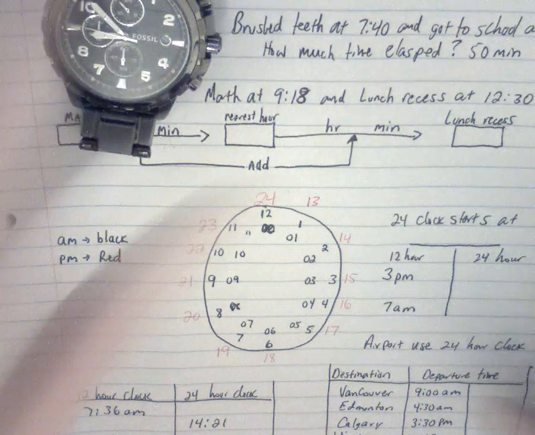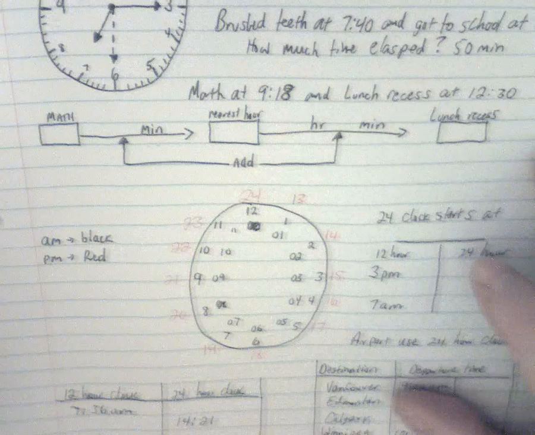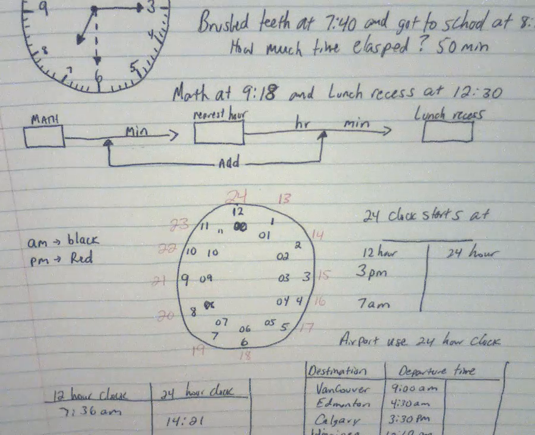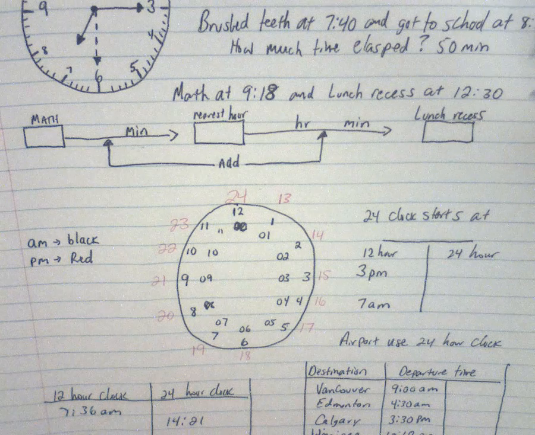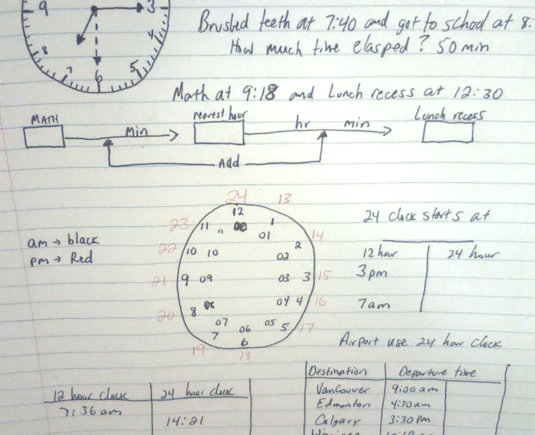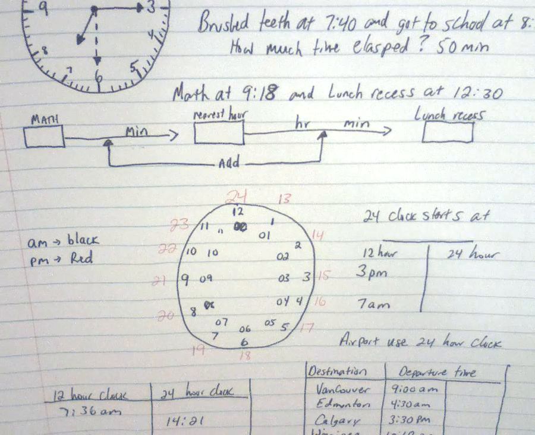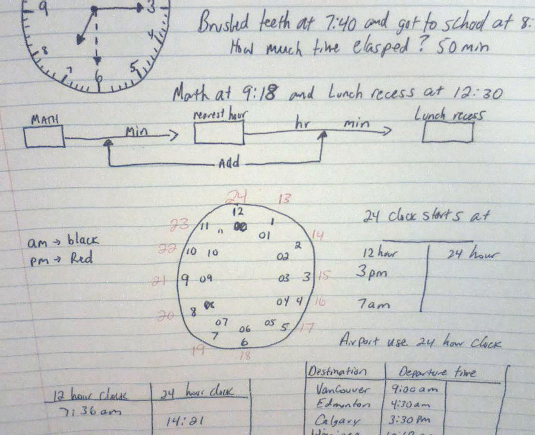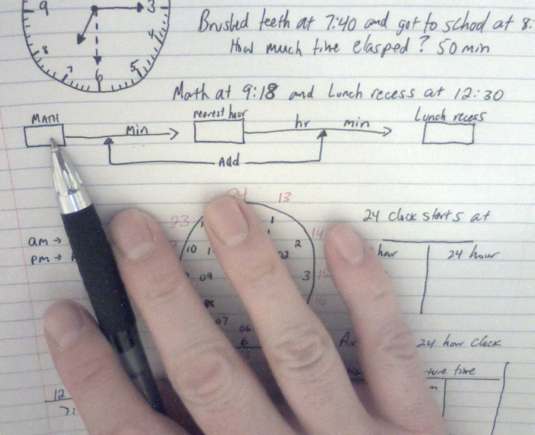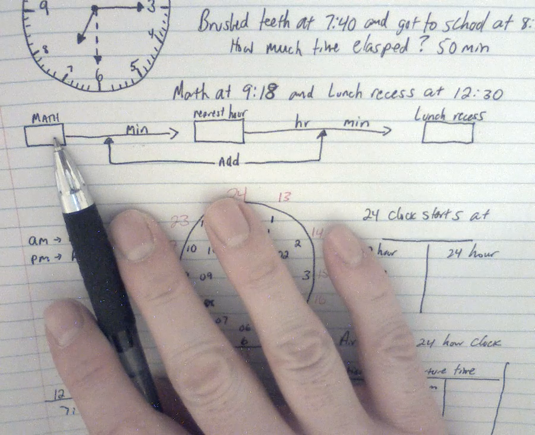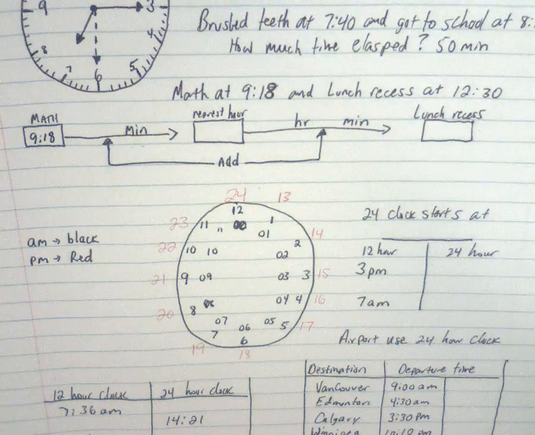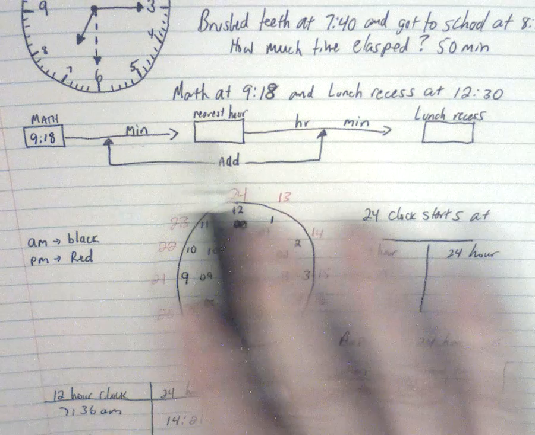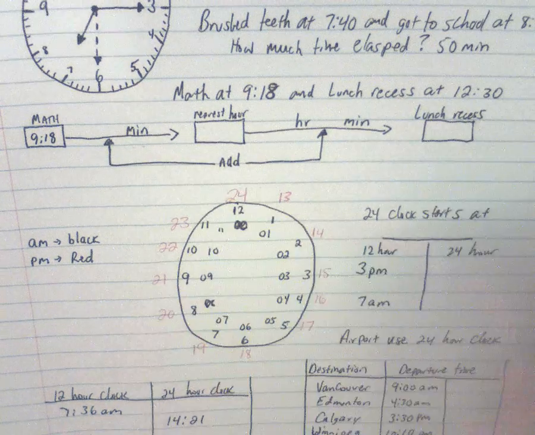Okay, there's another way where we can find elapsed time. It says Bob's math class begins at 9:18 and lunch recess is at 12:30. How much time elapses between the beginning of math and lunch recess? Well, if I do this, and you've used this for rounding with money, I have 9:18 right here. What I want to do is round to the nearest hour.